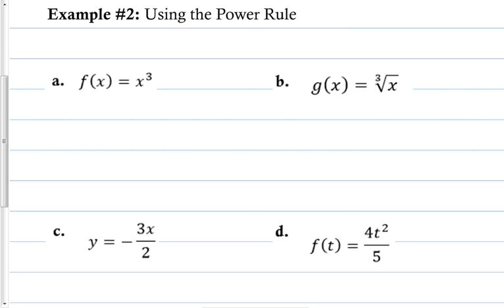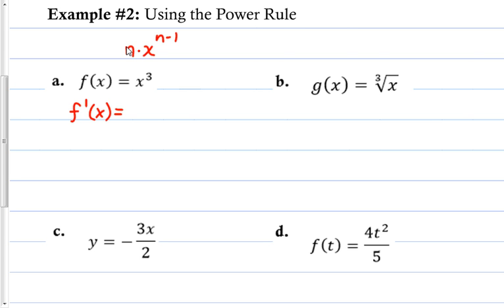Okay, so now on to example 2, using the power rule. So I have f of x equals x cubed. Okay, so remember, what I'm going to do is, I want to derive this. So I'm going to bring n to the front, and n is the exponent, times x to the nth power. And I'm going to subtract 1. So my derivative, f prime of x, is going to equal. So I'm going to bring my 3 to the front.